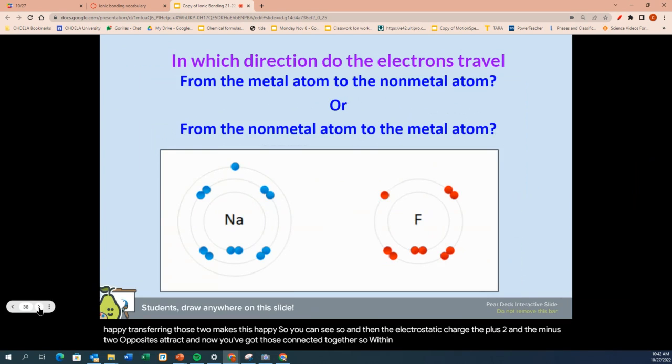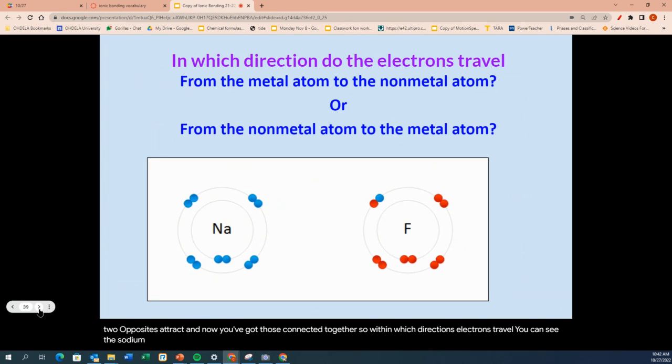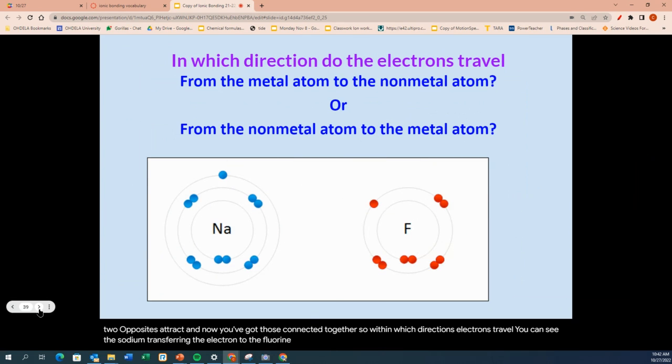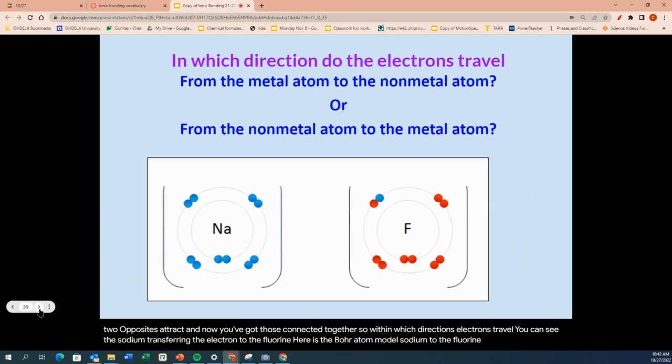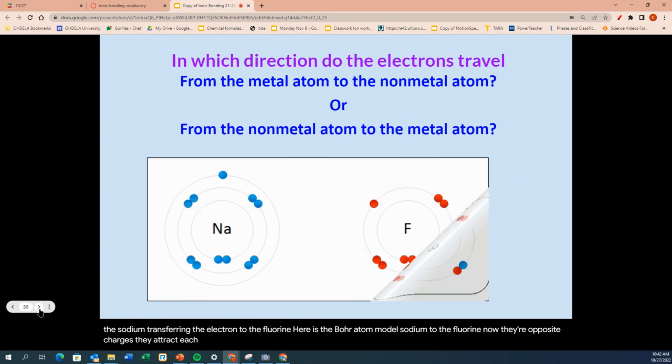In which direction do electrons travel? You can see the sodium transferring the electron to the fluorine. Here's the Bohr atom model. Sodium to the fluorine. Now they're opposite charges. They attract each other.